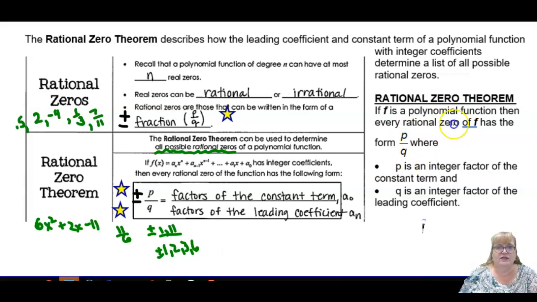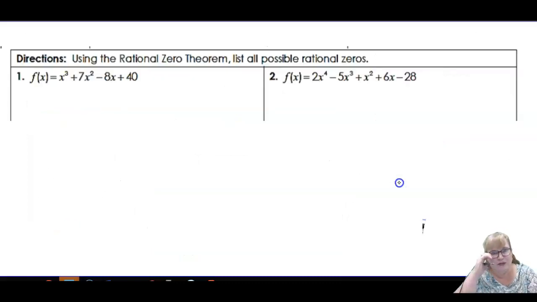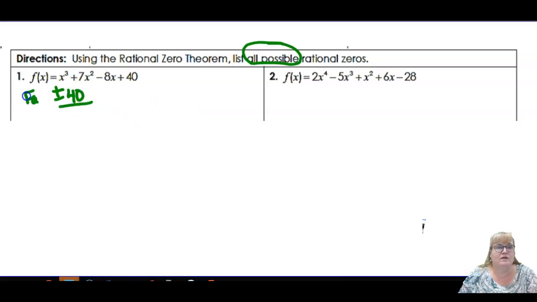Okay, this one over here says exactly the same thing. It's in the terms that your book used. All right, so it says using the rational zero theorem, list all possible rational zeros. So it means you have to write them all out for me. So this one is plus or minus the factors of 40 over the factors of the leading coefficient, which is 1. So that's pretty easy. What divides evenly into 40?